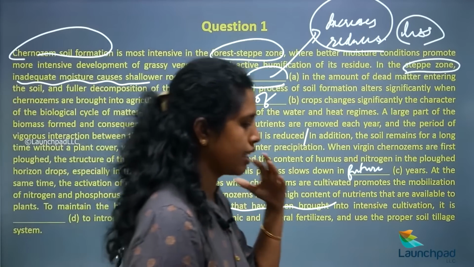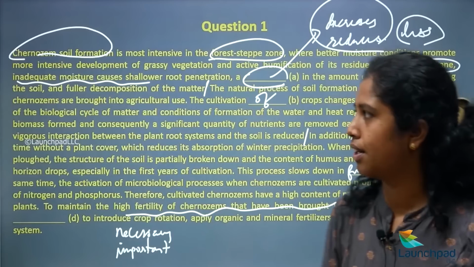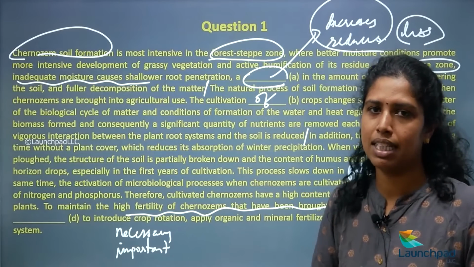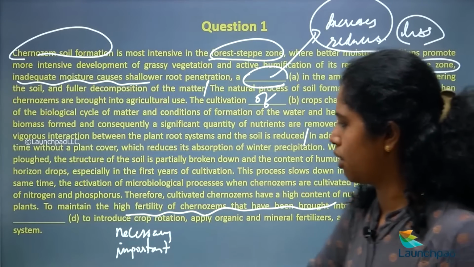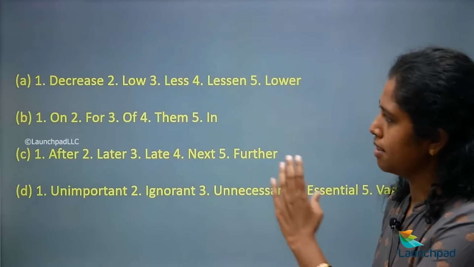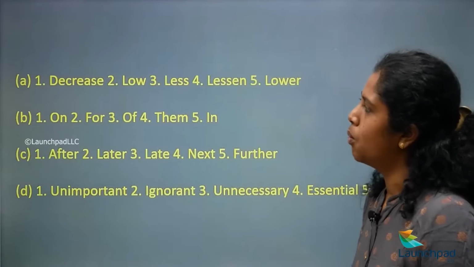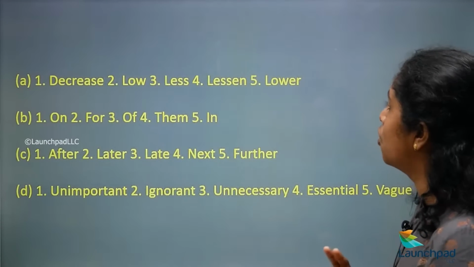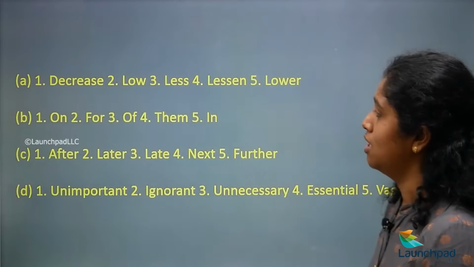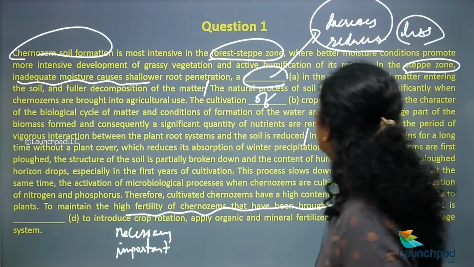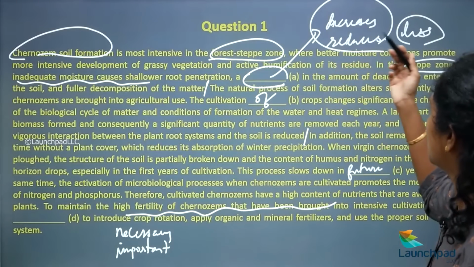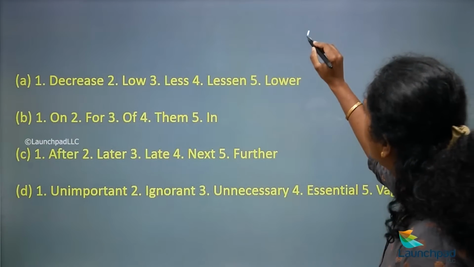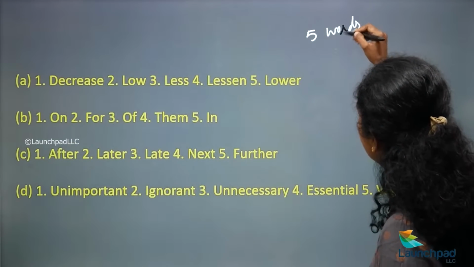So now we came to an understanding, right? And we also came to an understanding of what words can complete this passage, right? So now let's move on to our options. So your first option is 1. Decrease, 2. Low, 3. Less, 4. Lessen, and then lower. Okay. So what did we think about? We thought about same, decrease, reduce, less. Okay. So we have 1, 2, 3, 4, 5 words which are synonyms of each other.